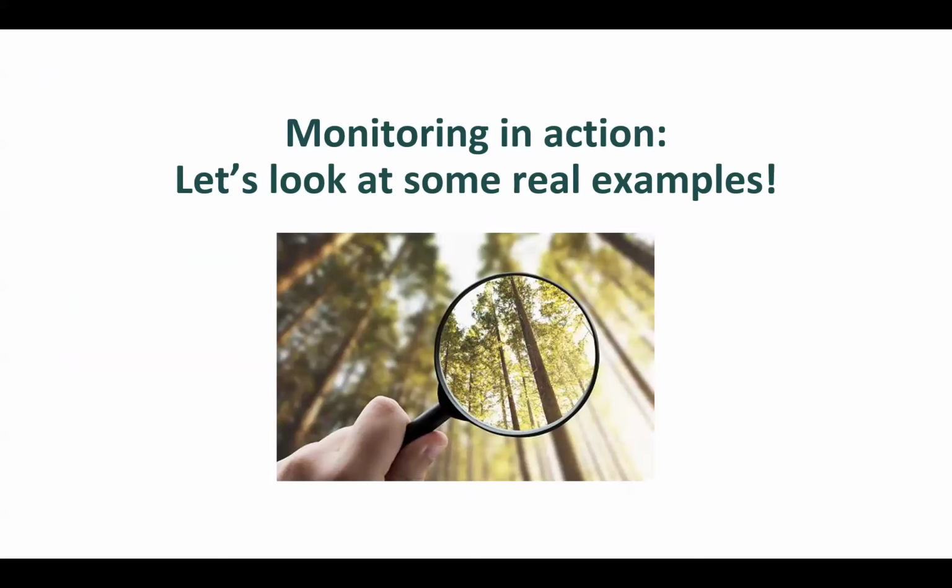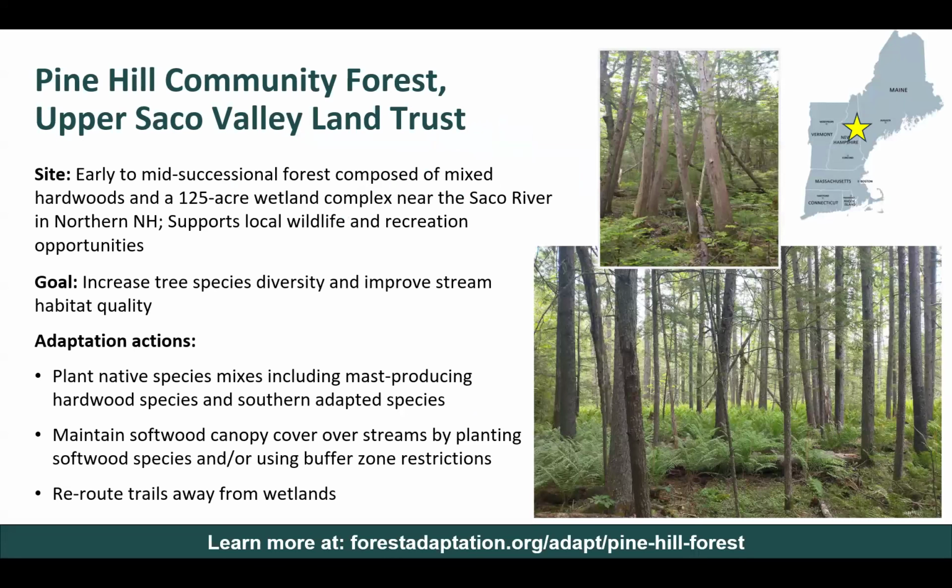Let's look at some examples of projects that have gone through the Adaptation Workbook and developed a monitoring plan in step 5. First, let's look at Pine Hill Community Forest. Pine Hill Community Forest is owned and managed by the Upper Saco Valley Land Trust and is located in northern New Hampshire near the Saco River. It's made up of early to mid-successional mixed hardwood forests and has a 125-acre wetland on the property.